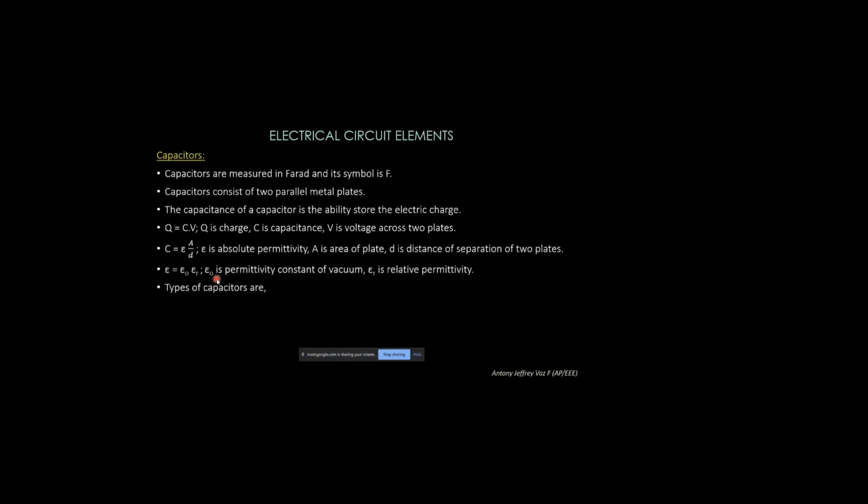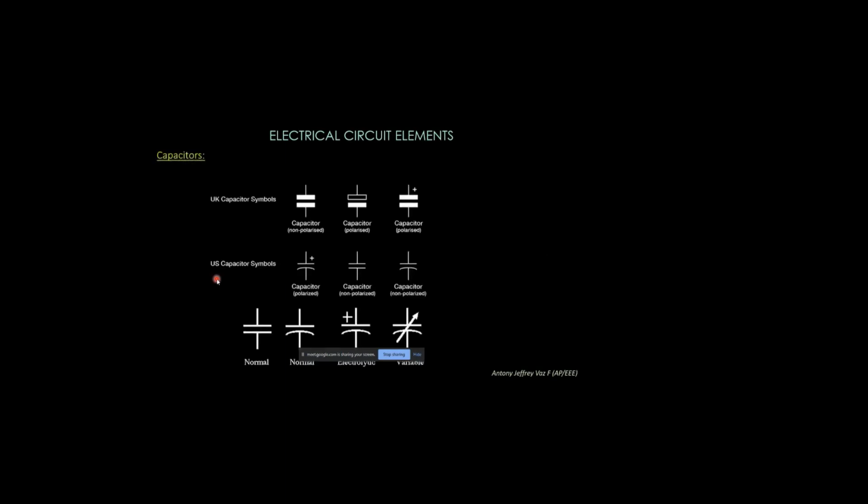Types of capacitors are electrolytic capacitors and ceramic capacitors. And this is the capacitor symbol. You can see there are two standard symbols. One is the UK capacitor symbol and another one is the US capacitor symbol. So you can see these symbols over here, and this one represents the variable capacitor.